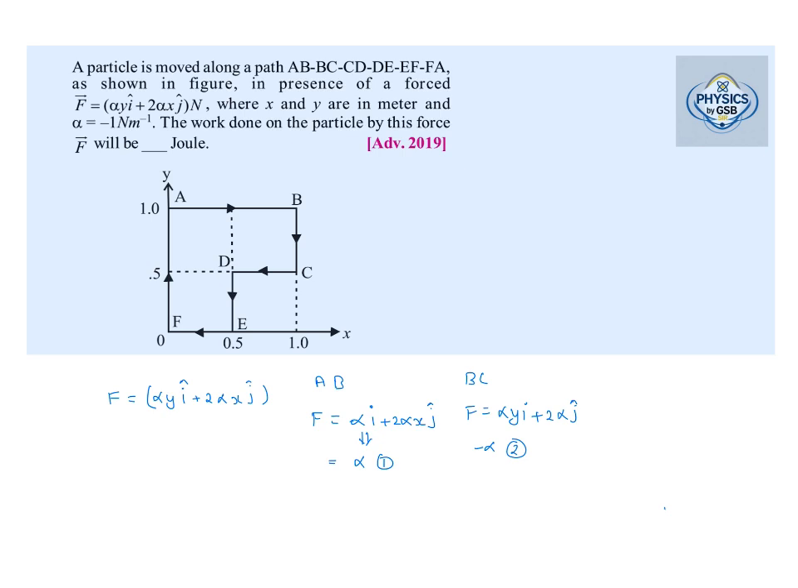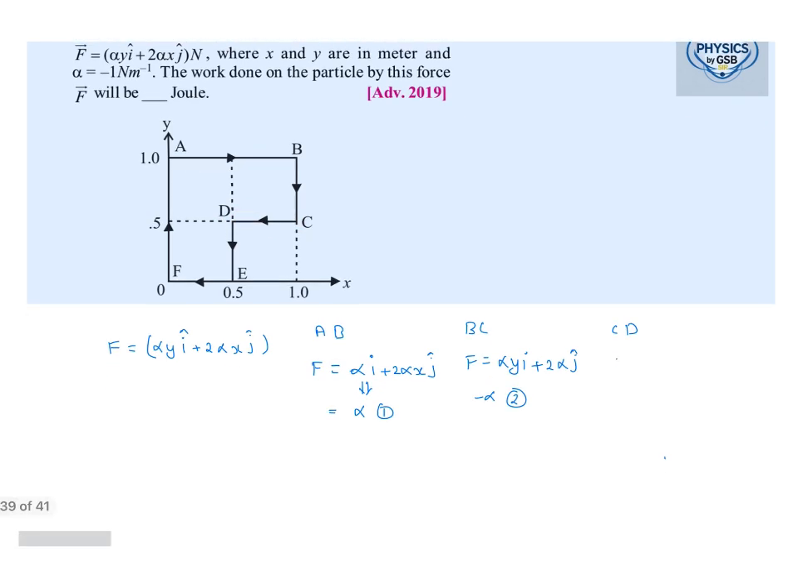Similarly, we calculate when we are moving from C to D. When we are moving from C to D, of course, force can be written as F equals alpha y i cap plus twice alpha j cap. Now this path is parallel to the x-axis, so y should be constant. And what is the constant value of y? It is 0.5. So instead of y, I am writing 0.5.